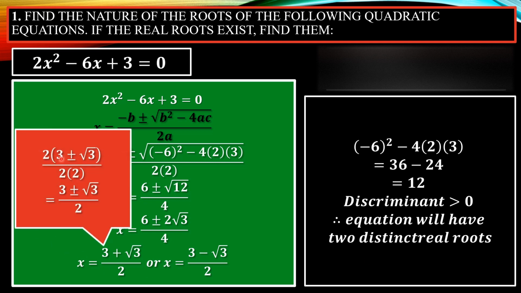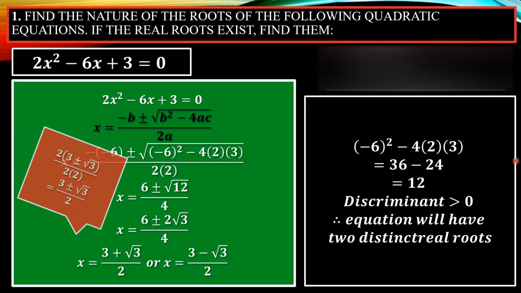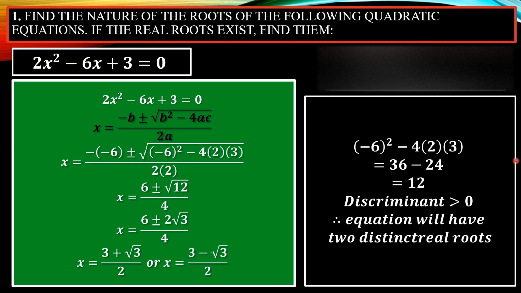So 2 is common to both numerator and denominator. It will cancel out and we are left with these two values of x, right? So this is how we can suitably apply this quadratic formula for smaller real numbers, smaller constant terms and all that, to avoid lengthy calculations.